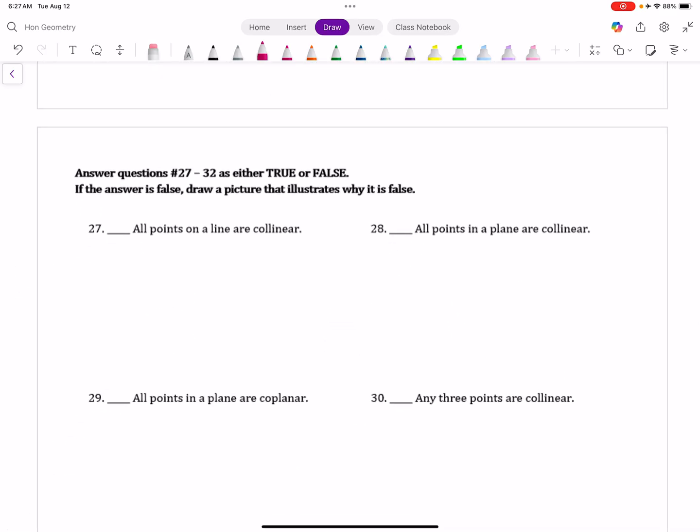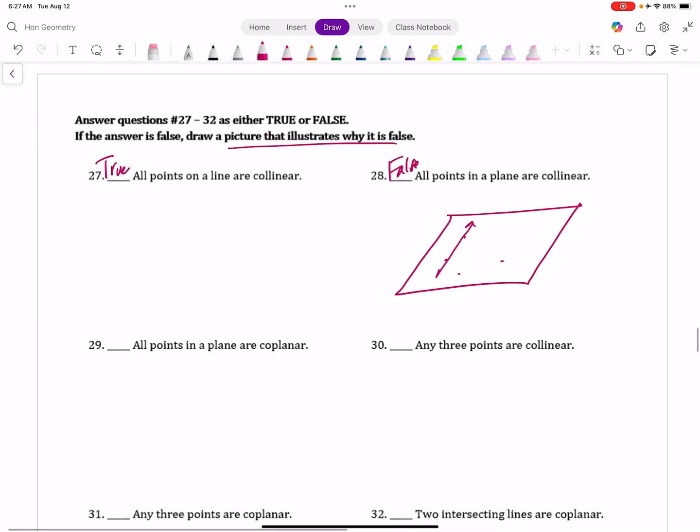All points on a line are collinear. Yeah, that's the definition of being collinear. All points in a plane are collinear. No. And so we're going to draw a picture that illustrates this. So here's a plane. You take all the points on there. Like, here's a line, but those points aren't in it. Okay? All the points in a plane are coplanar. Duh. That is the definition of coplanar.